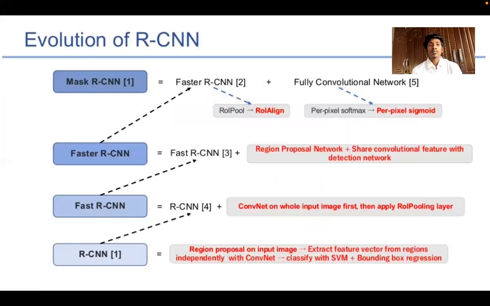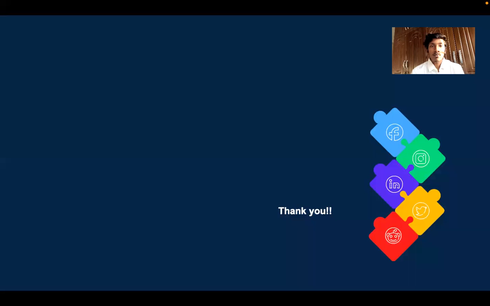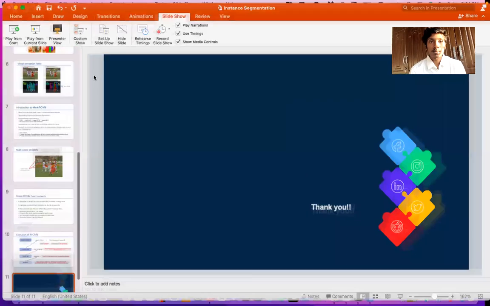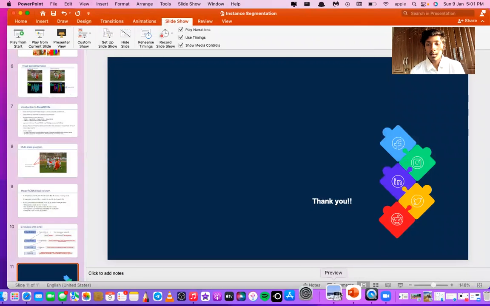So it is the evolution of RCNN. I've told you the four versions: RCNN, fast, faster, and fastest. So let's move to the coding.